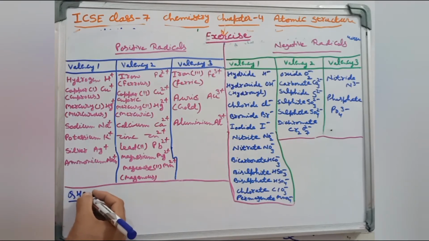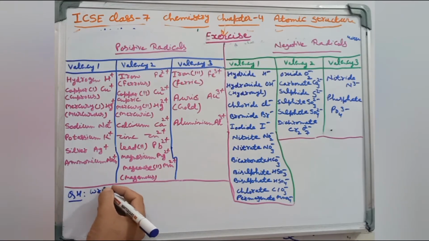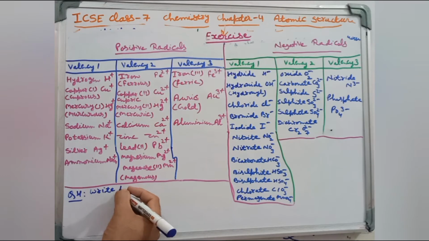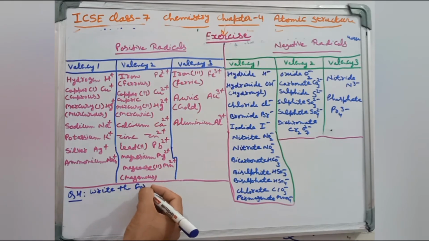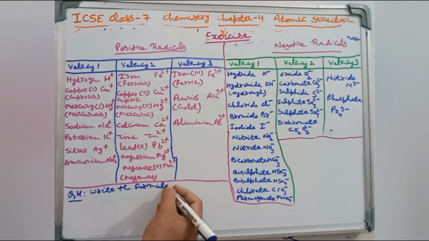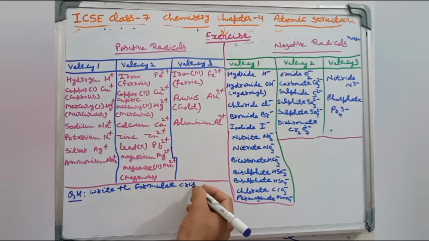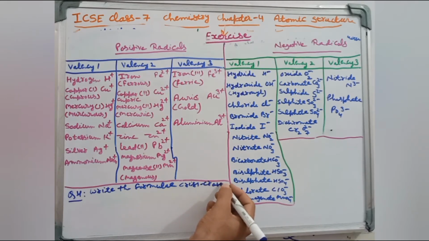Question H of your exercise is, write the formulae of the following salts by the crisscross method. Okay, crisscross. So we are going to discuss the crisscross method here. For this question to be done, you should have the basics clear.